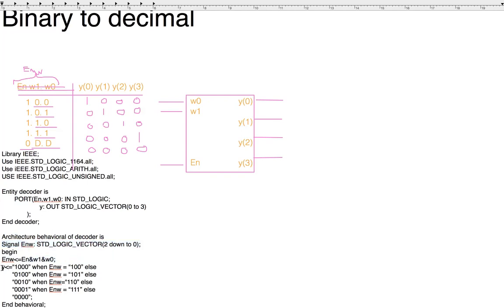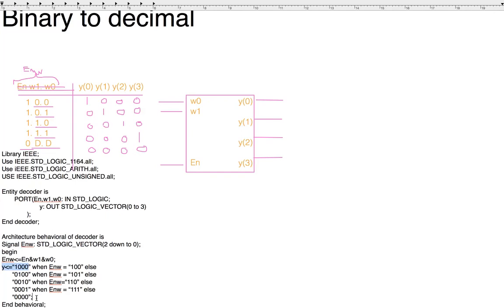And then here we assigned the output Y the values 1, 0, 0, 0, like the truth table said. When 1, 0, 0 it is 0, when 1, 0, 1 it is 0, when 1, 1, 0 it is 0, when 1, 1, 1 it is 1. And then the last one, 0, 0, 0, 0.